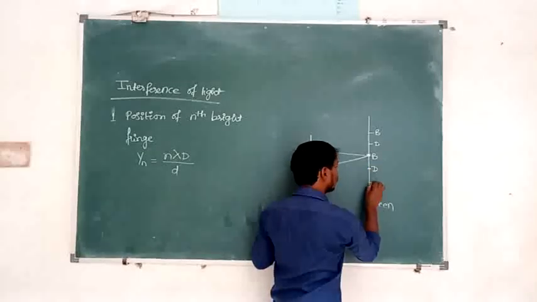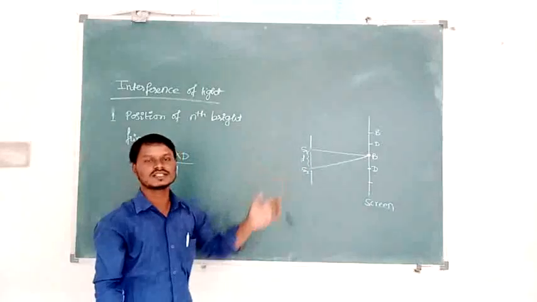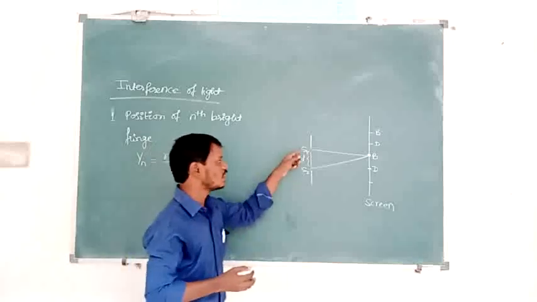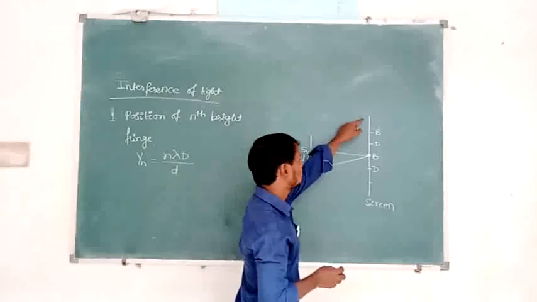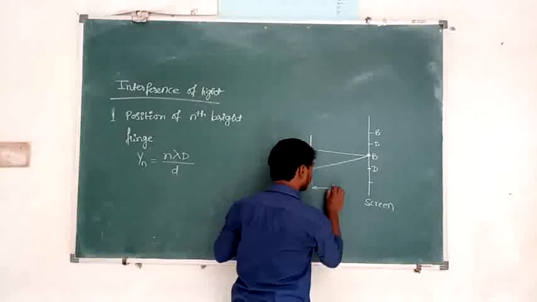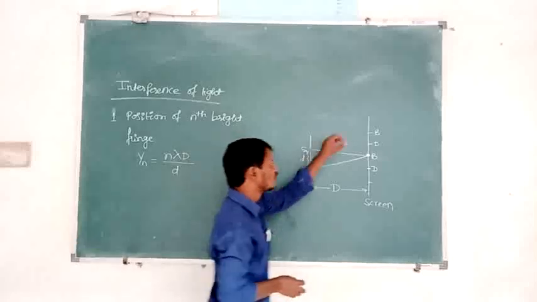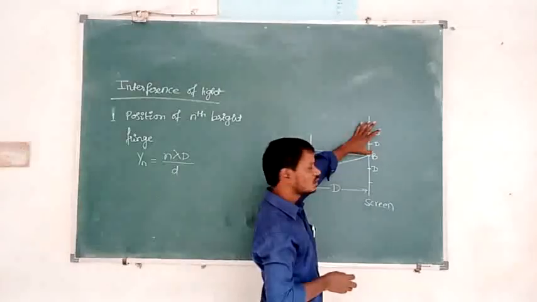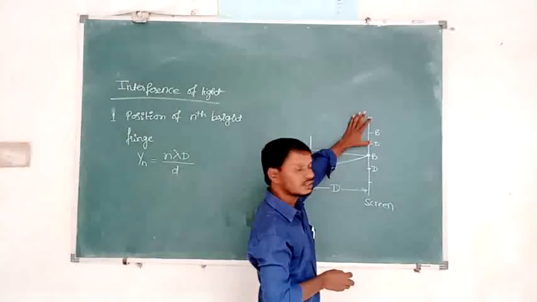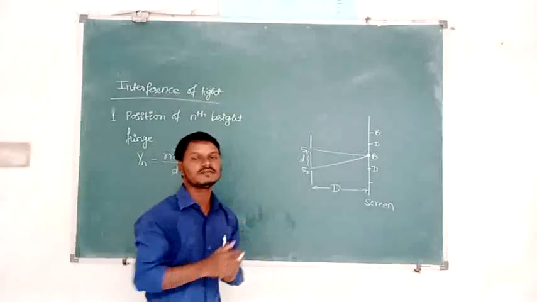Alternate bright and dark fringes are formed on the screen due to the interference of two light waves from S1 and S2. The distance of the screen from the double slit is taken as capital D. Suppose this is the 0th bright fringe, this is the first bright fringe and this is the first dark fringe. So what is the formula to find the first bright fringe from the central maximum?